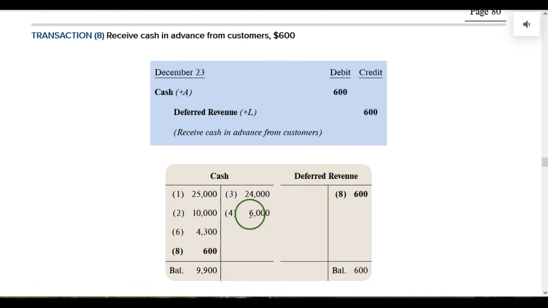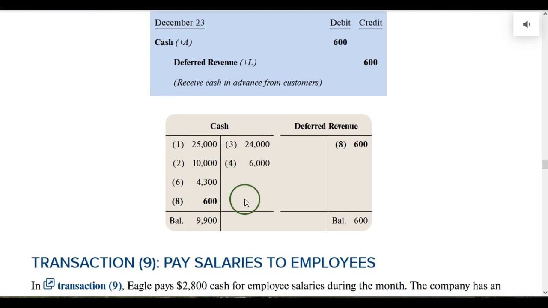Okay. What happens to the cash account? You can see a lot of entries in cash now. Add all the debits, subtract the credits. The balance is now $9,900. The deferred revenue account, a liability, our first entry, we now have $600 in it.